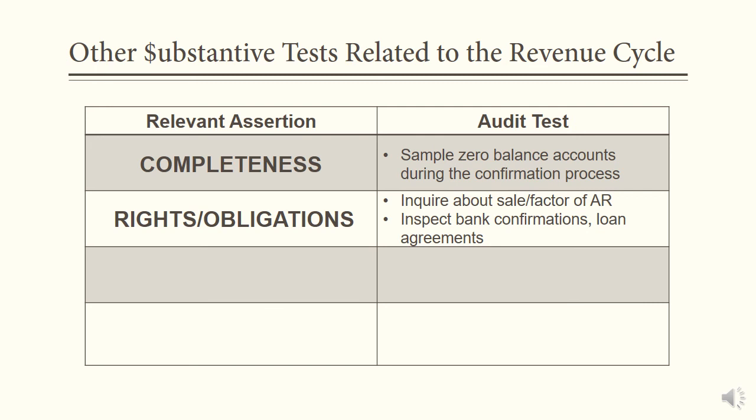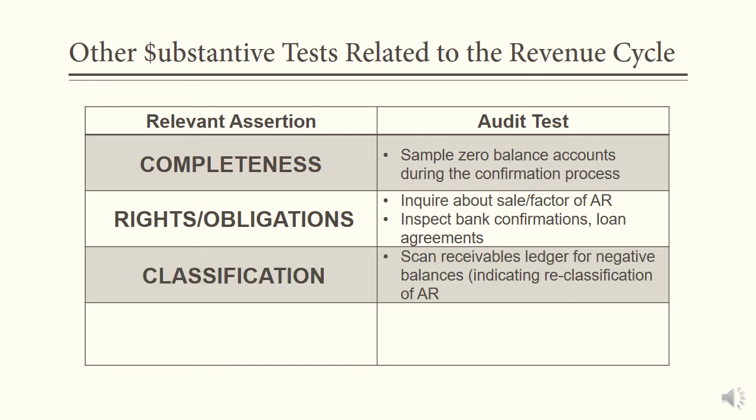to verify this. With regard to classification, the auditor needs to scan receivables for negative balances, which would indicate a reclassification of accounts receivable and be suggestive of opportunistic accounting practices.